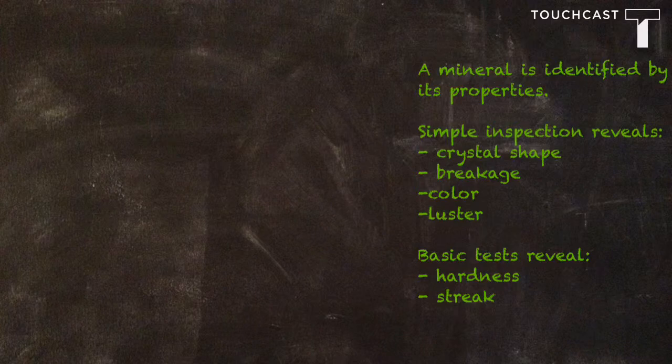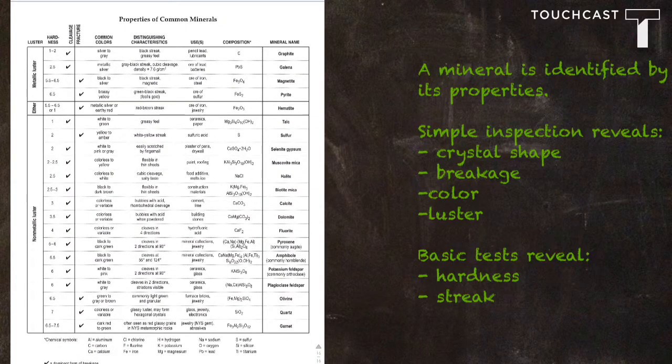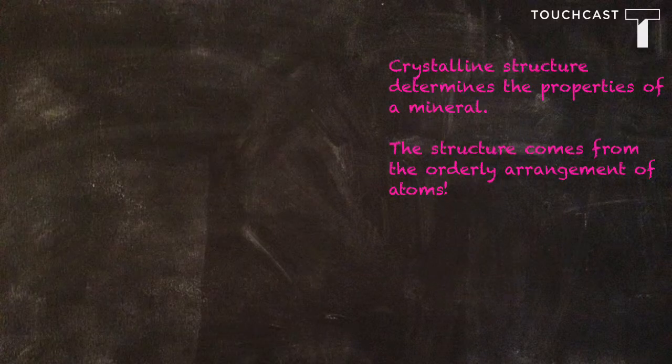on the porcelain plate. Once you've completed all of these tests, you will go to your reference table, which is on page 16, and you will use the luster, hardness, cleavage fracture, common colors, distinguishing characteristics to identify that mineral. Also on this page, you will use the uses and composition for further questions to investigate these minerals.